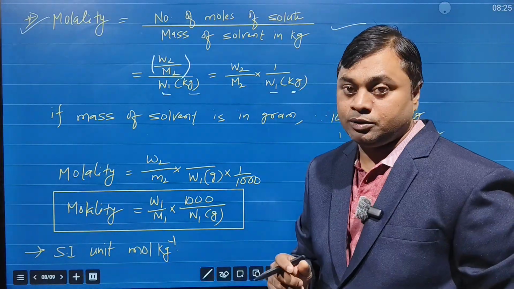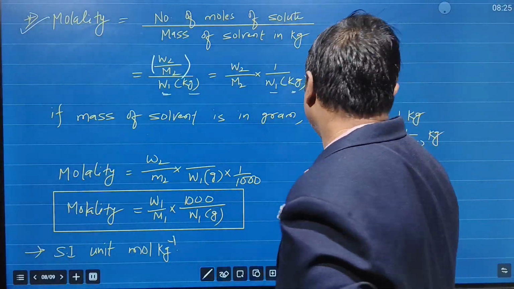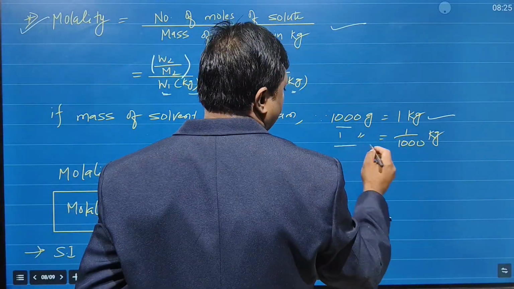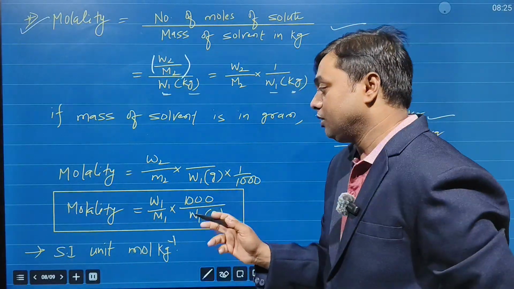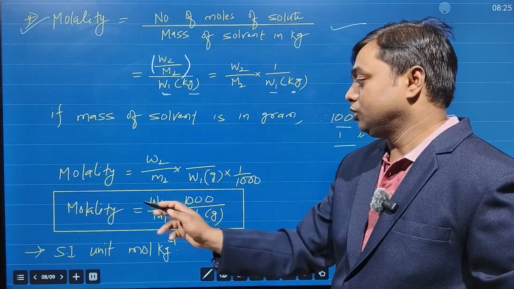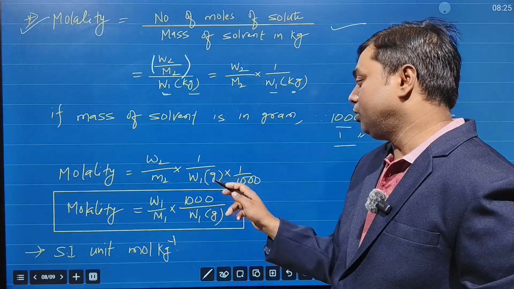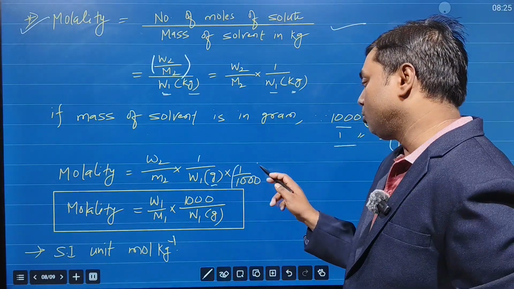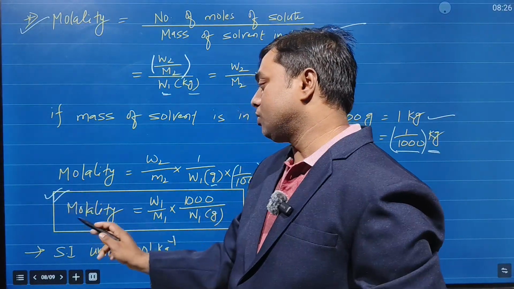But if in the problems the mass of solvent is given in gram, we know that 1000 gram is equal to 1 kg. So 1 gram is equal to 1 upon 1000 kg. So we have to multiply by 1 by 1000. So molality is W2 by M2 into 1 by W1, and if W1 is given in gram, you have to multiply by 1 by 1000. So 1000 will go to the numerator. So what is the final formula of molality?